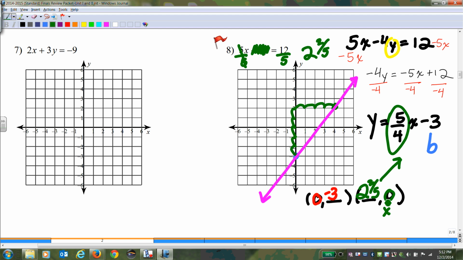Let's graph both those points and see what happens. 0, negative 3, there's your one intercept. Now 2 2/5, a little under a half. So here's 2 2/5 and 0 right there, and lo and behold, we nailed it. There's our intercept. So you could use intercepts there.